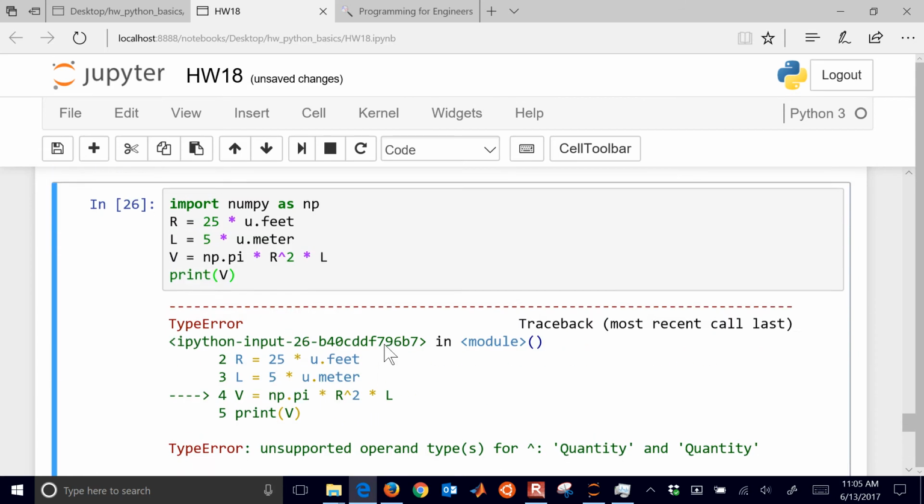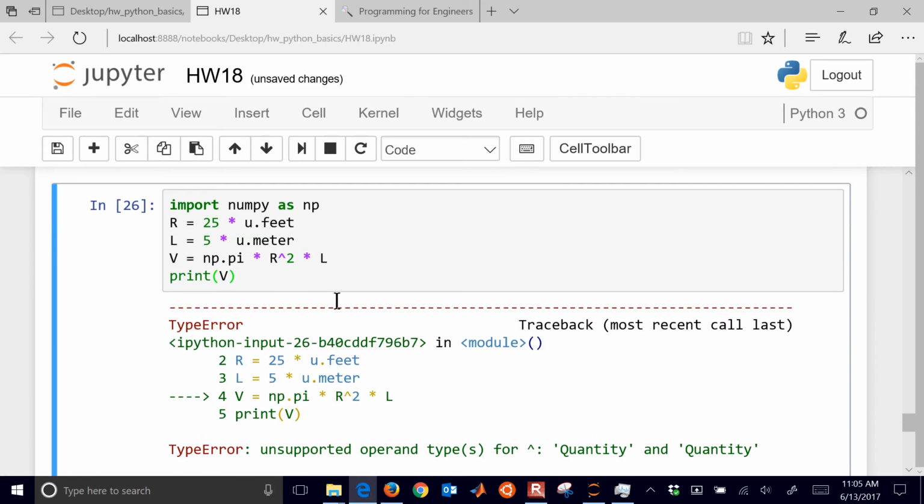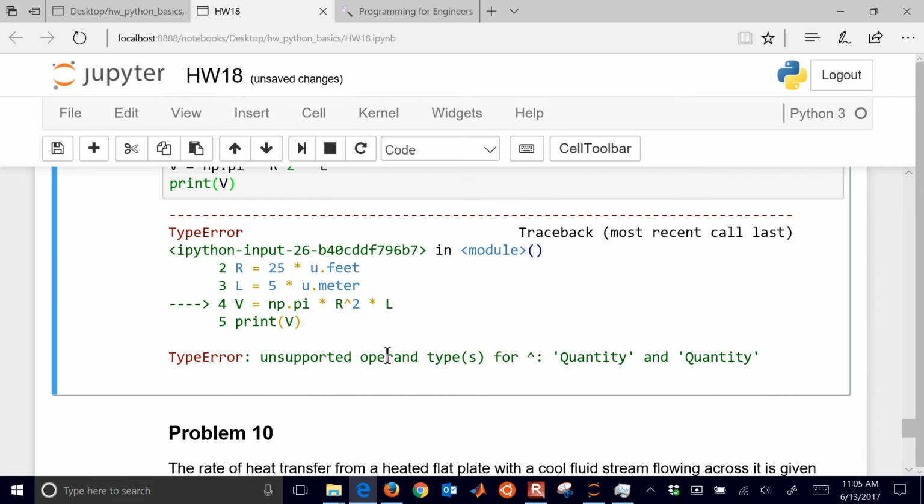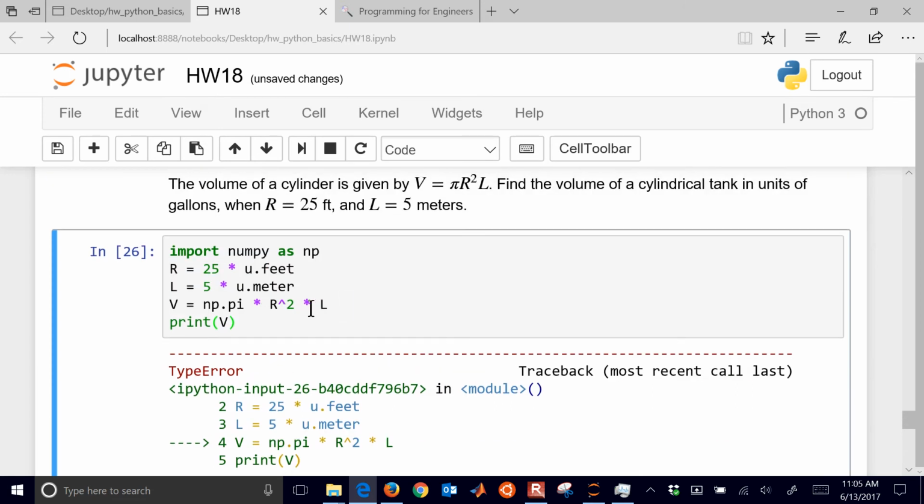Let's see this one. Quantity squared. It didn't like something about the r squared there. Let's see, I have an r squared here, and I have v equals np.pi times r squared. Let me see if I can figure out what's going on here.